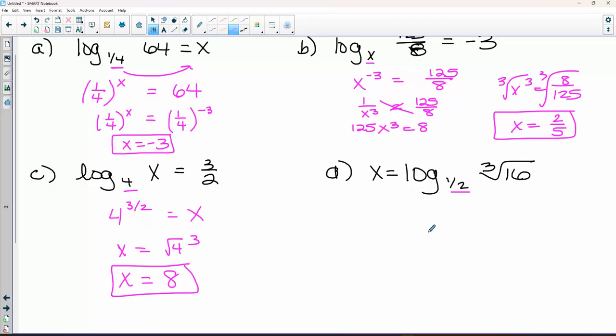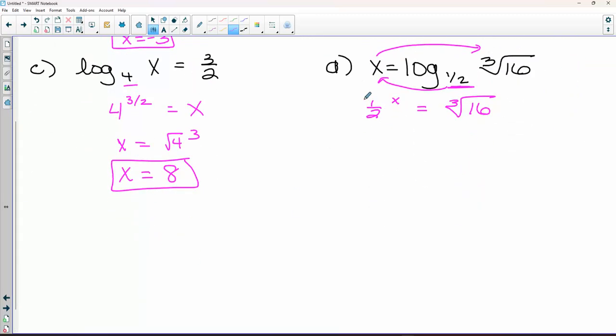D. I flipped the sides of the equal sign, but we always start in the same place. You start with the base. So it's 1/2 to the x power equals the cube root of 16. What do I have to do on this one?